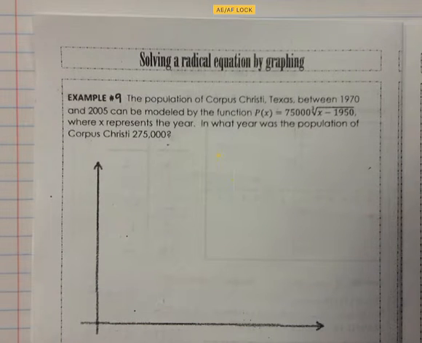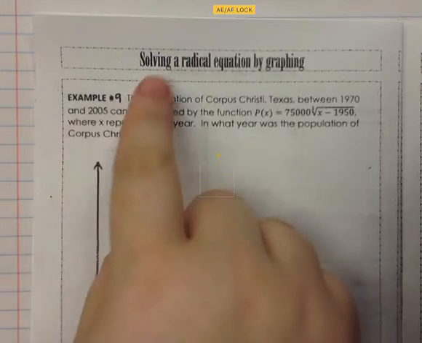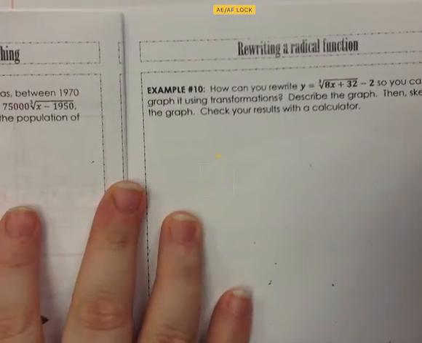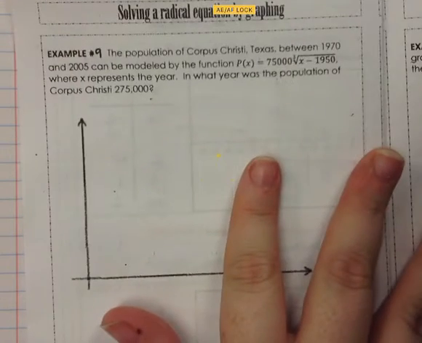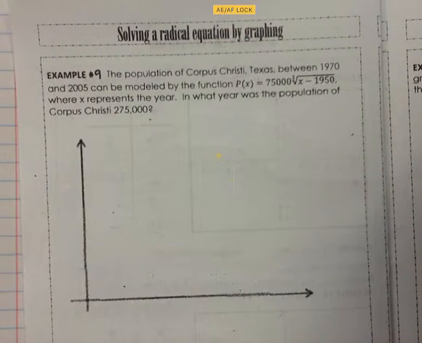This video is still explaining graphing radical functions. The two things we're going to do on this one are solving a radical equation by graphing, and rewriting a radical function from the original so that we can find the function notation. So this first one, we're going to solve this radical equation by graphing.